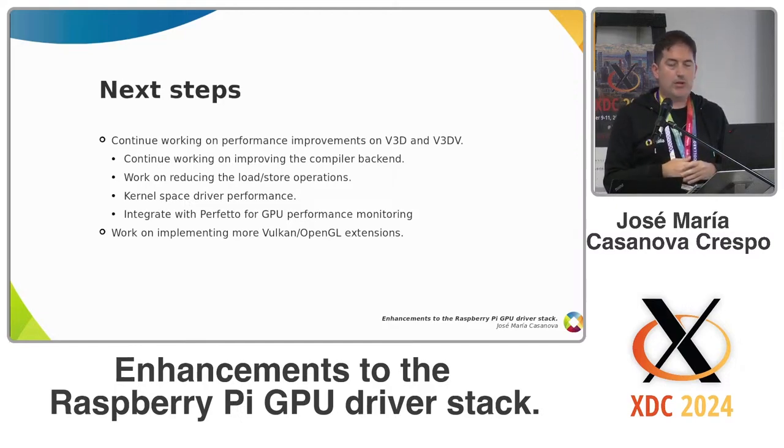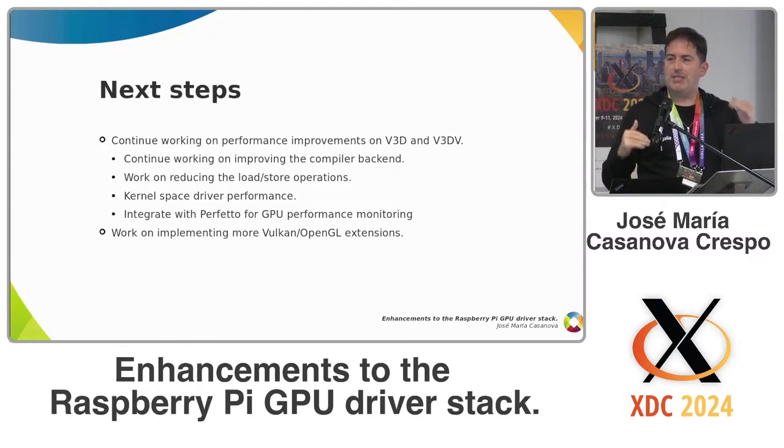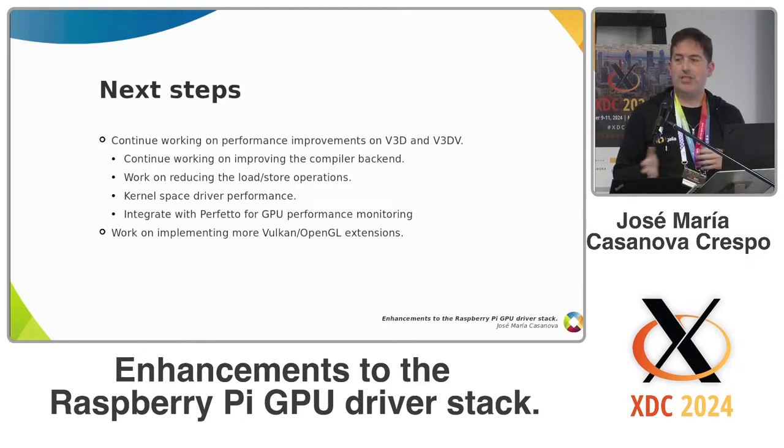We continue working on the compiler backend, where we probably have many things to implement, allowing the scheduling to parallelize more instructions. Work on reducing more load and store operations from the tile buffer. Because we have already identified that we can increase the work on merging draw calls in the same job.